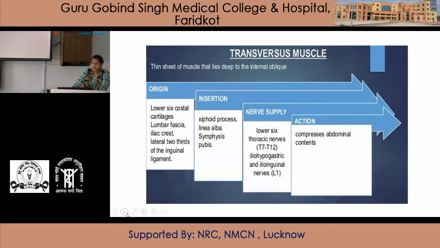Next is the transversus abdominis muscle. It is a thin sheet of muscle that lies deep to the internal oblique. It arises from the lower 6 costal cartilages, lumbar fascia, iliac crest, and lateral 2/3 of the inguinal ligament, and inserts into the xiphoid process, linea alba, and pubic symphysis. Its nerve supply is by the lower 6 thoracic nerves, T7 to T12, and the iliohypogastric and ilioinguinal nerves, and its action is to compress the abdominal contents.